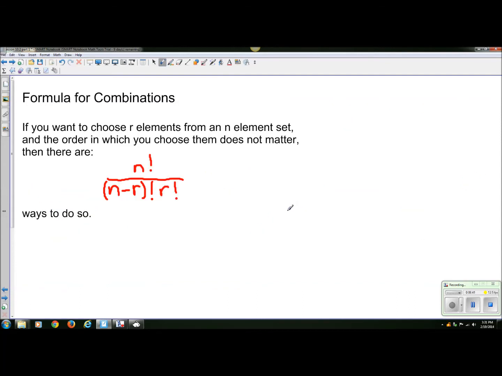In general, the formula for combinations is, if you want to choose r elements from an n-element set, and the order in which you choose them does not matter, then there are n factorial divided by n minus r factorial, and also divided by r factorial ways to do this. So notice that this really is nPr, the number of permutations, divided by r factorial, as we just saw in our last example.